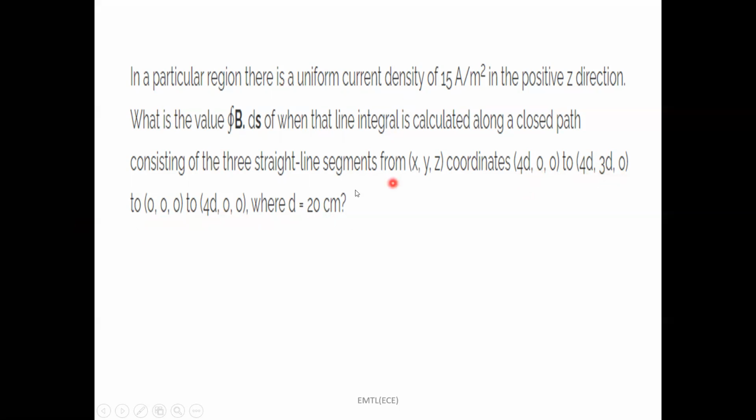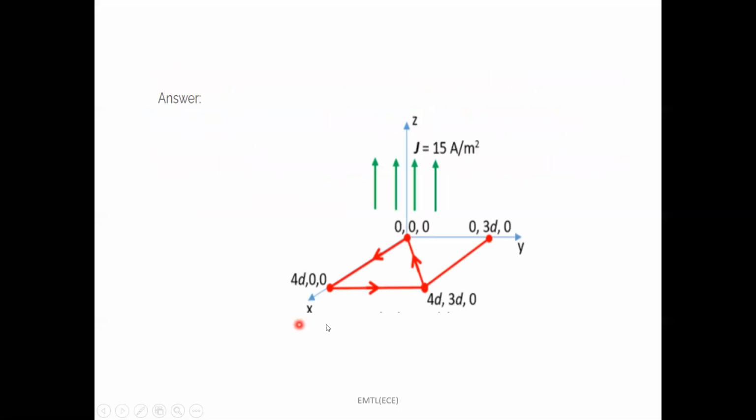So in this problem, the given value is a uniform current density, that is J is equal to 15 ampere per meter square, and we have to calculate the integral B bar dot dS value. So how do we solve this problem? This figure represents the diagram based on the given values of the problem.